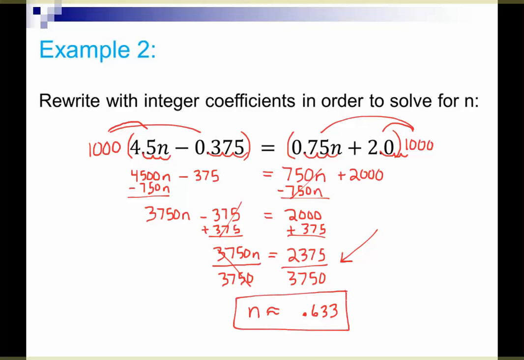So that's the trick. If you have decimal equations, you're going to multiply by some power of 10 just to turn everything into whole numbers, and then you're less likely to make mistakes. All right, good job, and good luck with the assignment.